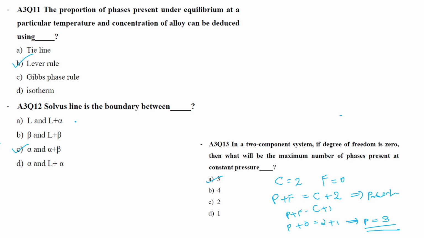For the solvus line question, the boundary between alpha and alpha plus beta, the answer was given wrongly in the assignment. Sometimes it happens actually. But you mention it in the discussion forum and they will change it, they will give the mark. I'm not doing that; you can take care through the normal TA.